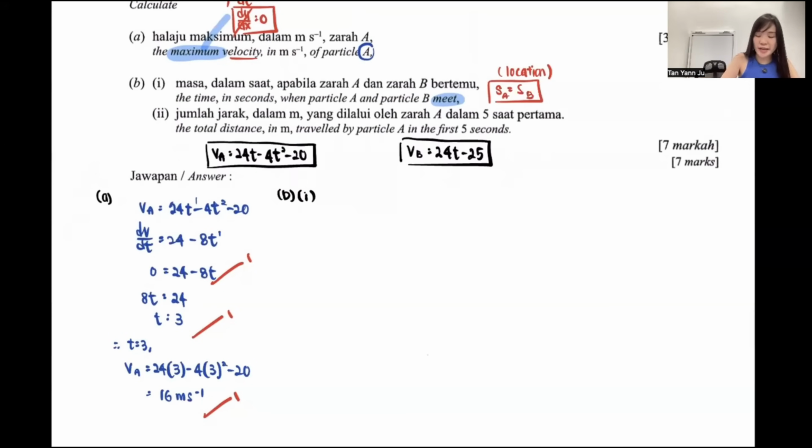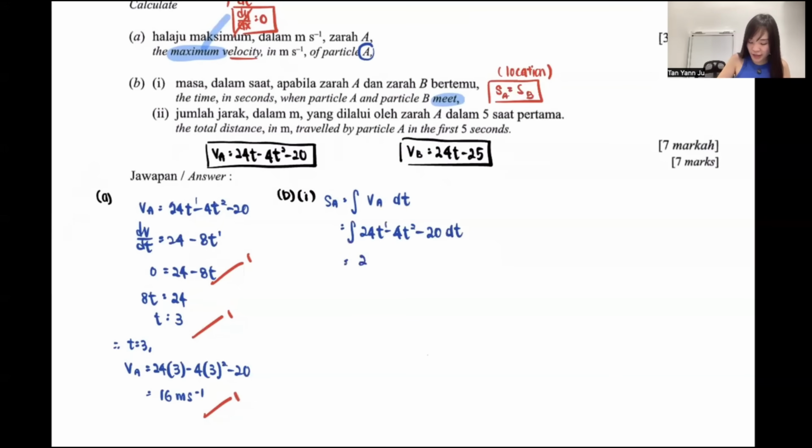So to do that, you're going to need SA and SB equations. Do they give you? No. You only have V. So how do you get S? Remember the sequence, S V A. From V, to get S, you need to use integration. So to find S, integrate your V equation. My V is 24t minus 4t squared minus 20. Okay, let's integrate it.